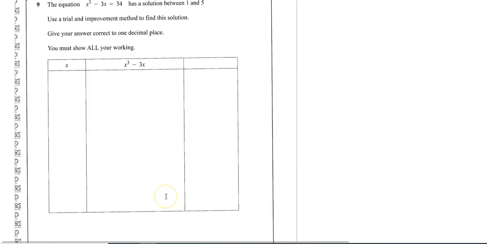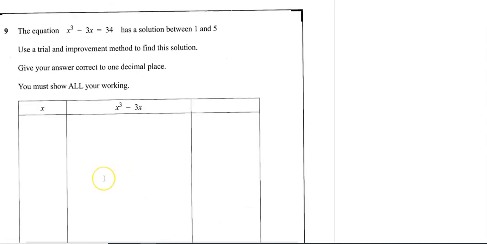Okay, trial and improvement then. Next one. It says the equation x cubed minus 3x equals 34 has a solution between 1 and 5. Use a trial and improvement method to find this solution. So I'm going to just try 3 first of all, and this is what I'm putting into my calculator: brackets 3 cubed minus 3 times brackets 3, and then every time I'll just change this number that's in brackets.